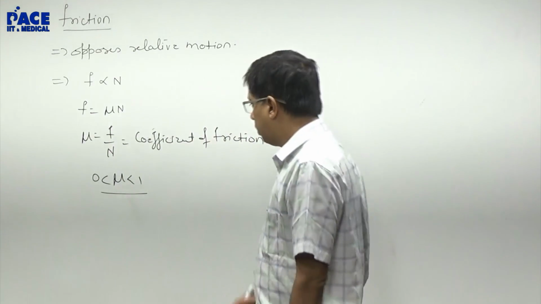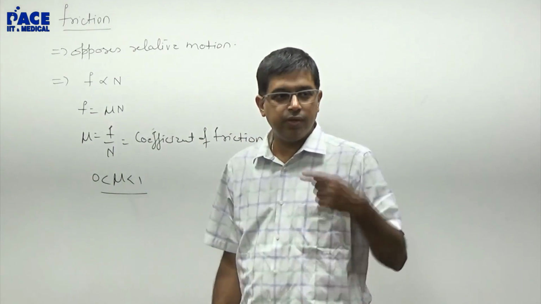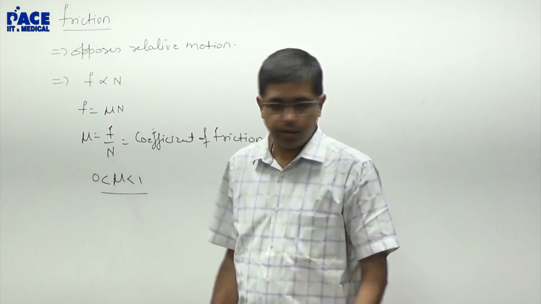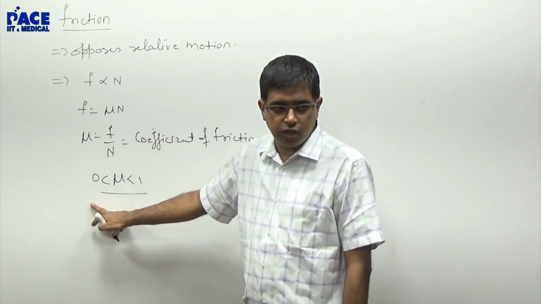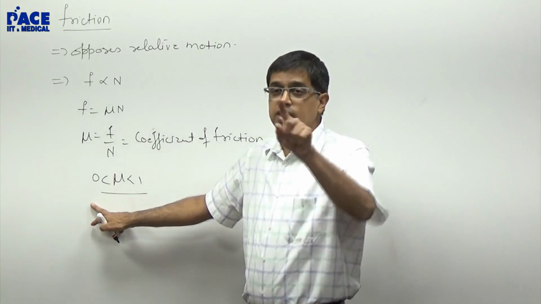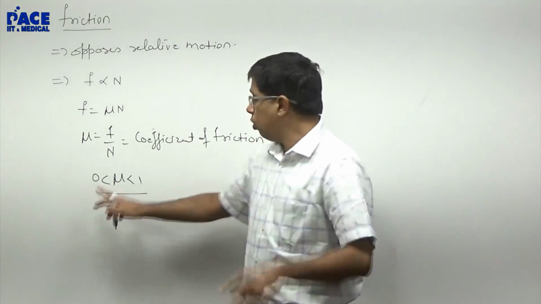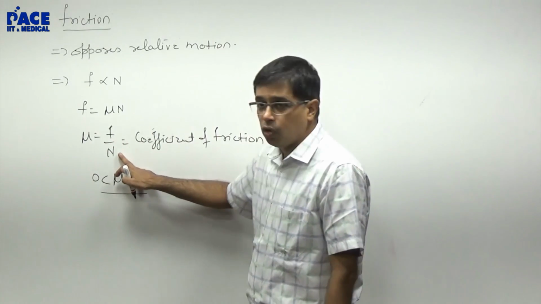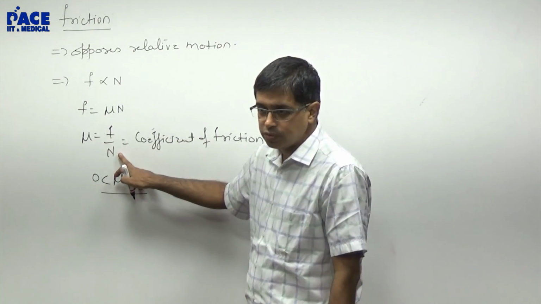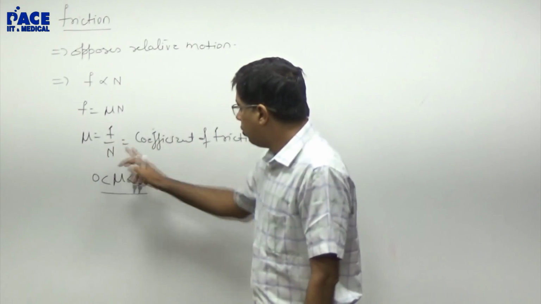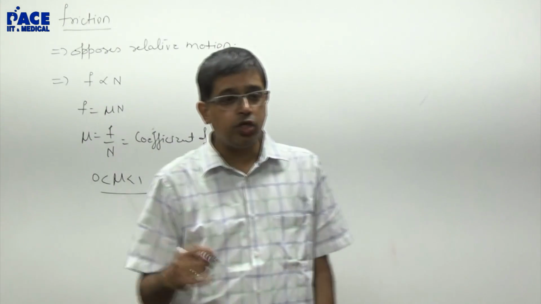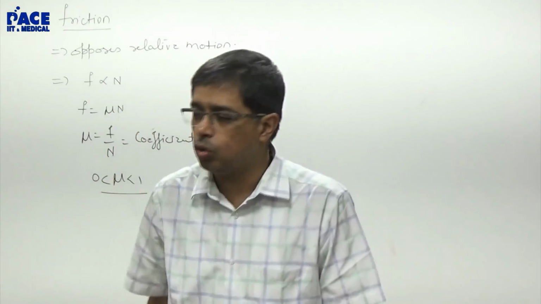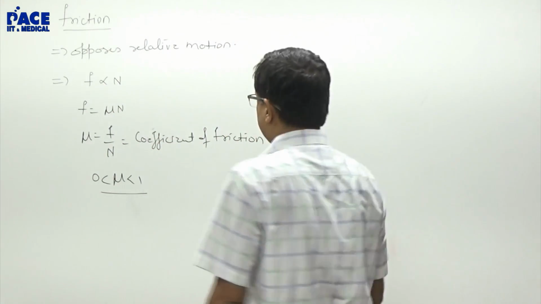Here mu is less than 1, greater than 0, and it is a dimensionless quantity. No units, because F is also force, normal force is also force. Mu is defined as the coefficient of friction, the ratio of frictional force to normal force.